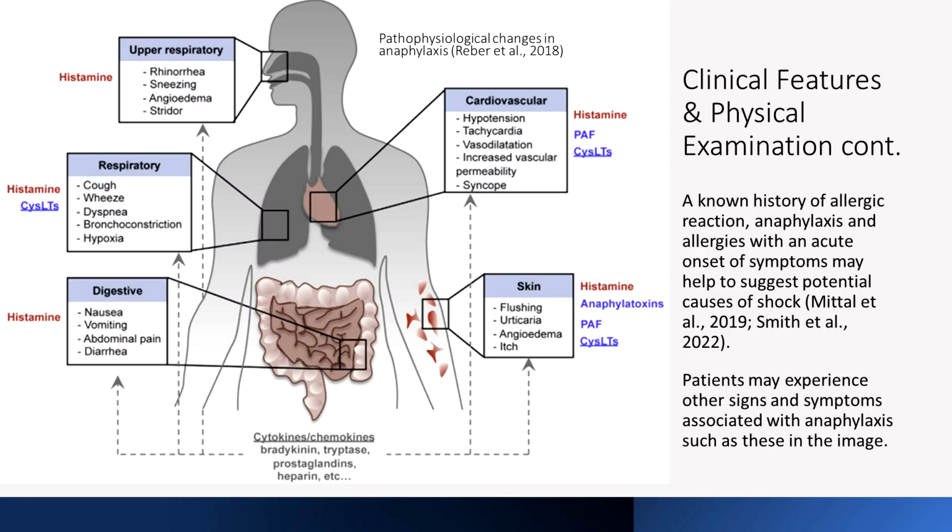So a wide array of symptoms, signs that are affecting multiple body systems. Importantly, for distributive shock, we can see hypotension, tachycardia, vasodilation with increased vascular permeability, syncope. There is also hypoxia associated with shock. Unfortunately, angioedema and bronchoconstriction, as part of these anaphylactic processes, will also contribute and worsen this.